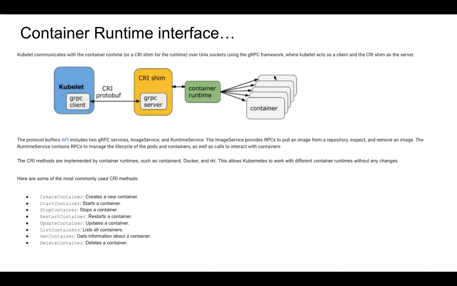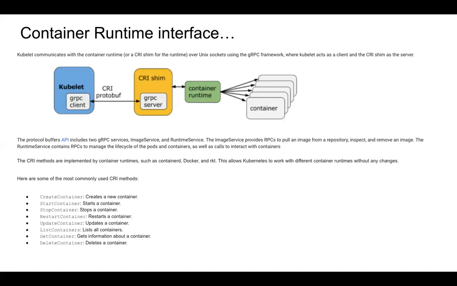And you can see these are the different types of containers that are there. The protocol buffer API includes two gRPC services, image service, and runtime service. So three things are there in the CRI protocol buffers. gRPC services, which defines the guidelines of remote procedure calls. Image service is used for pulling the images from the repository, basically.